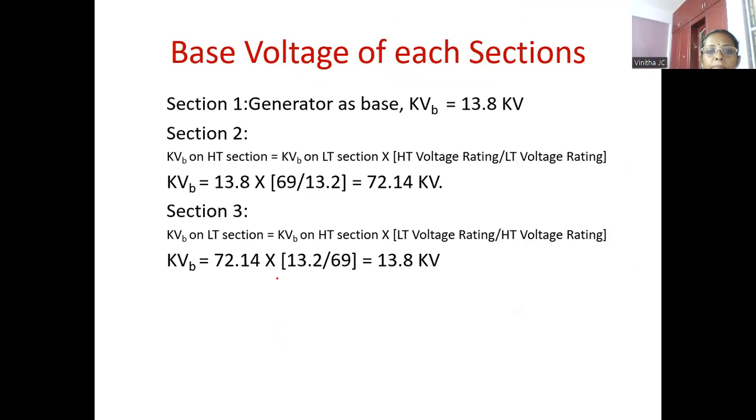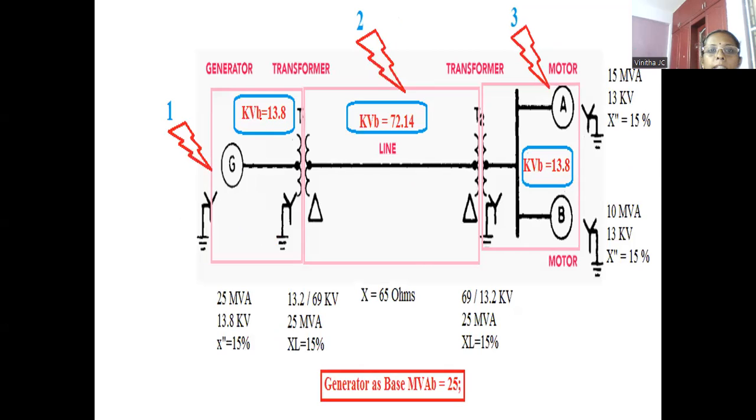First, we can calculate the base voltage of each and every section. In the problem itself, the generator voltage is given as the base value. So for the first section, KVB new is equal to 13.8 kV.